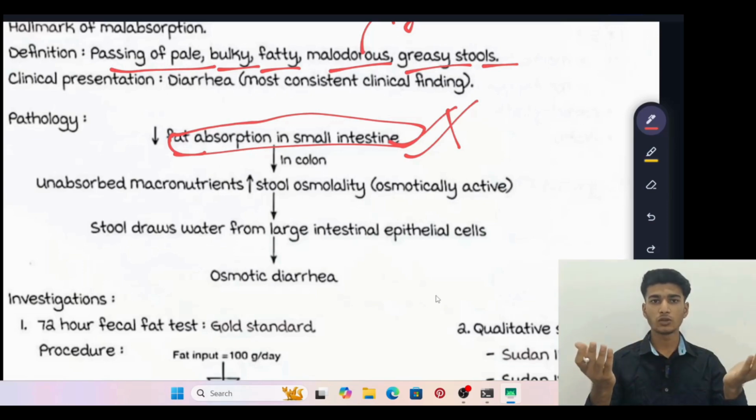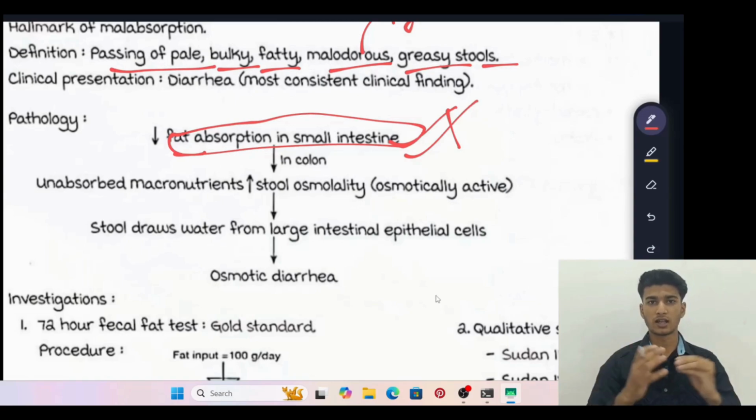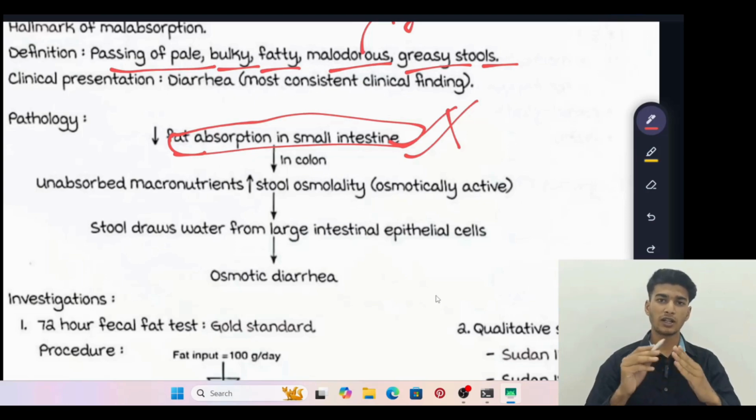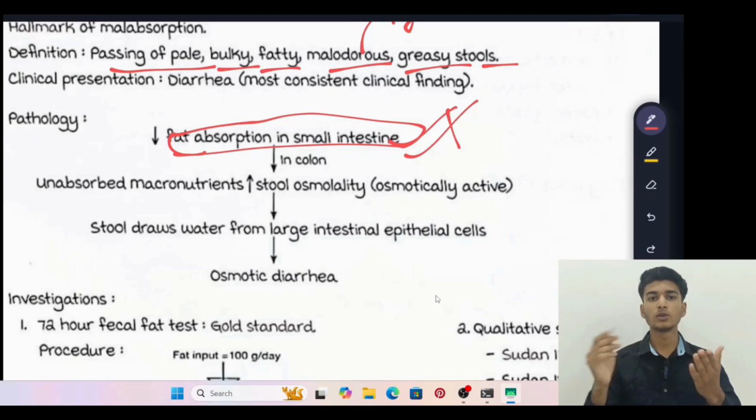So obviously we know what osmosis is. The water will move from the lower solute concentration to the higher solute concentration. Inside the lumen, there is a higher solute concentration due to the presence of fat and carbohydrate, and inside the cells of the intestine, there is a lower solute concentration. So the water will move from the intestinal wall into the lumen, and when you get more than 200 ml per day, we will refer to it as diarrhea.